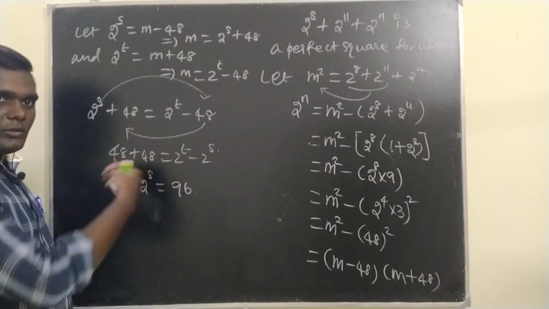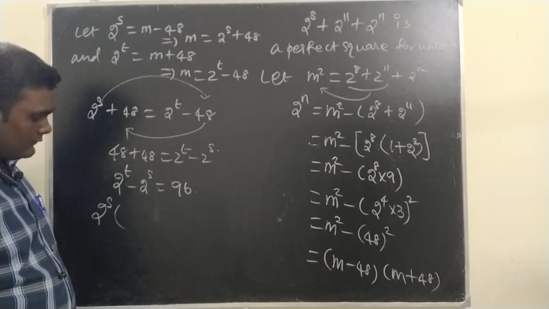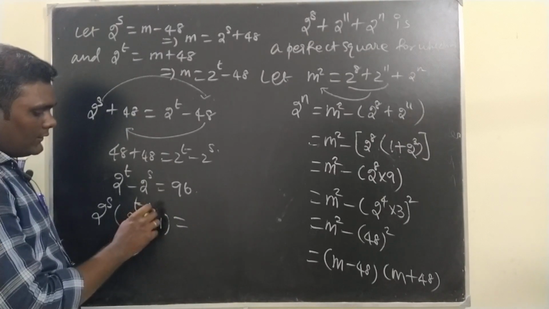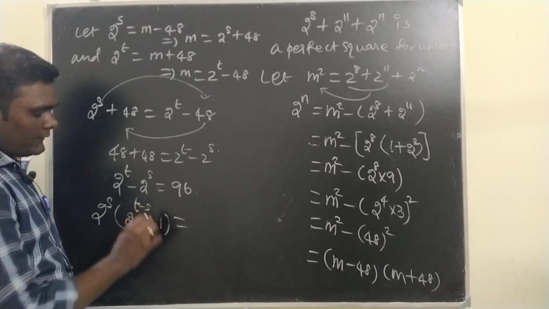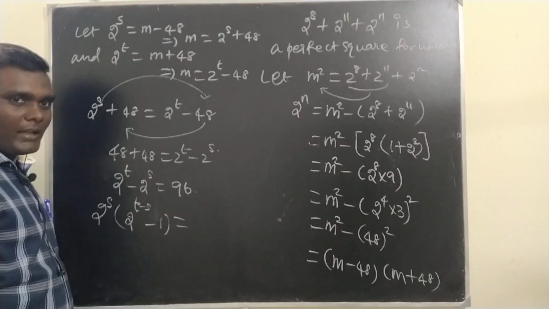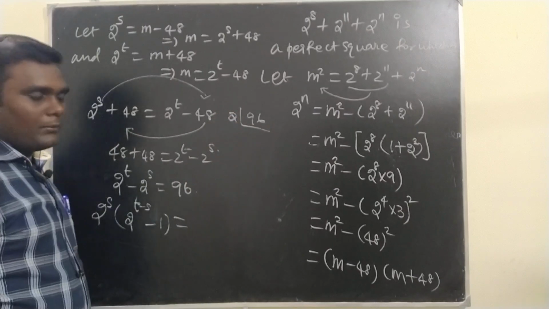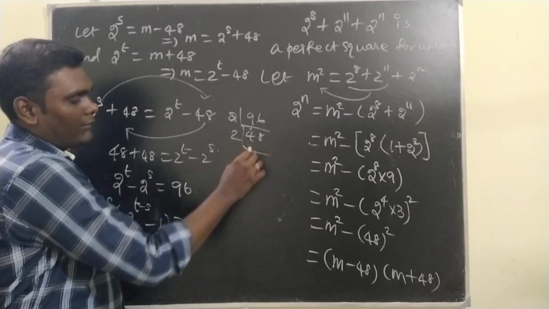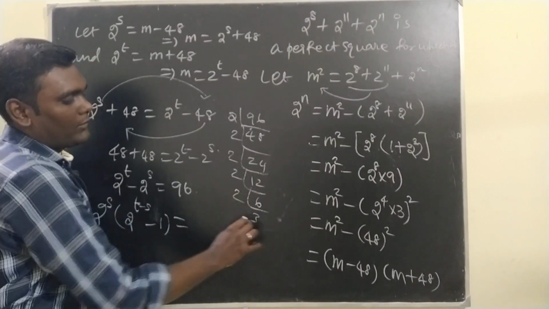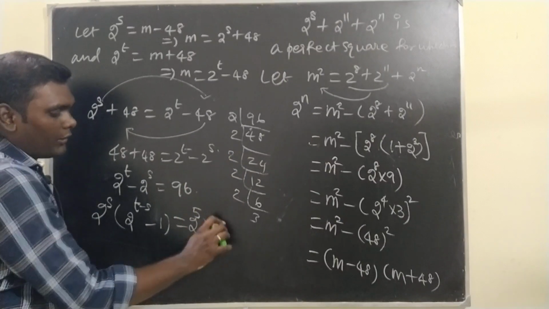Then from this we will take one 2 power something out. I am going to take it as 2 power s. So here, 2 power s into (2 power t minus s, minus 1) equals 96. In this also, a product of two numbers will be fine. So let us prime factorize this 96. When it is divided by 2, it is 48, again divided by 2, it is 24, again 12, again 6, again 3. So 1, 2, 3, 4, 5. So it is 2 power 5 into 3.